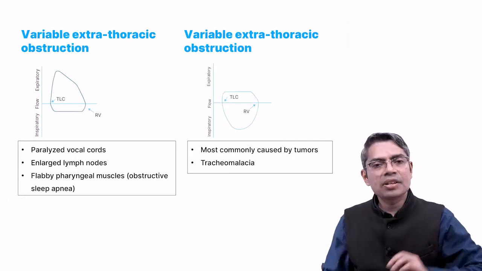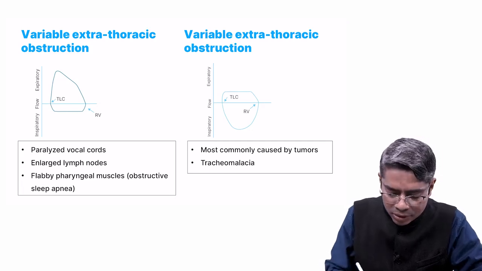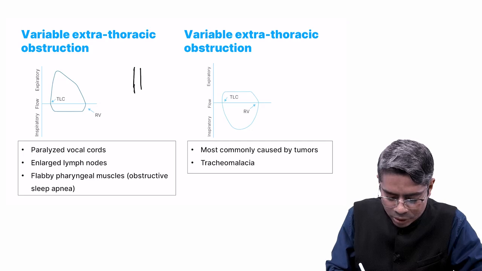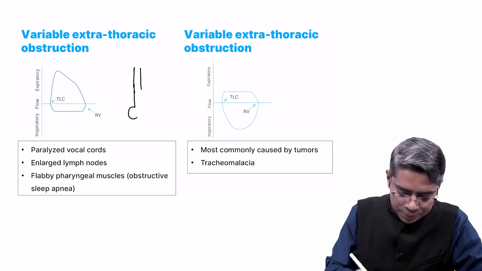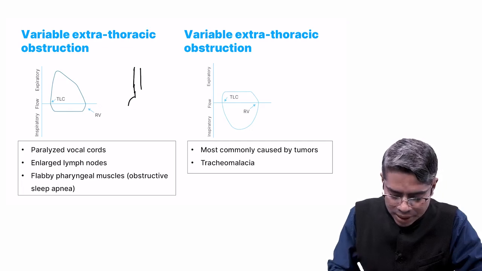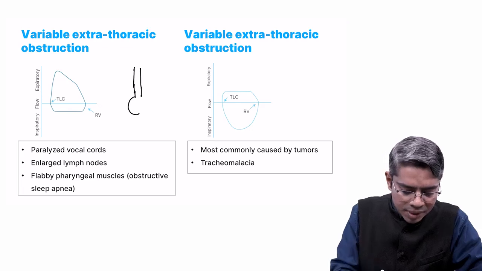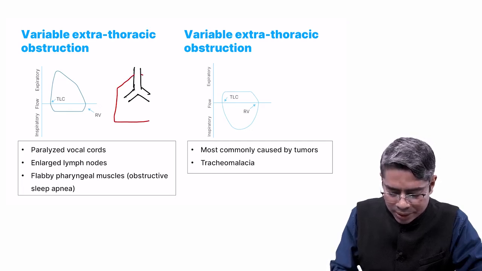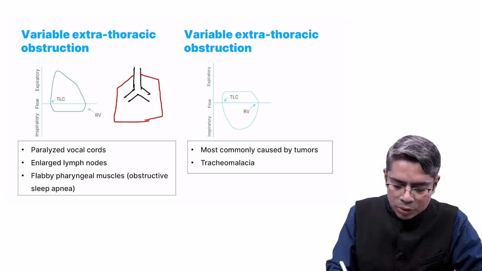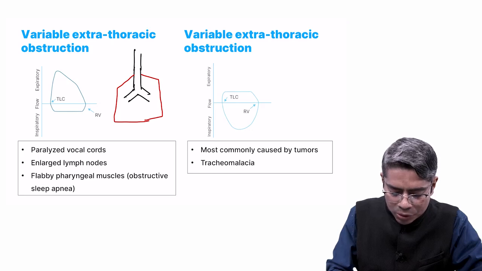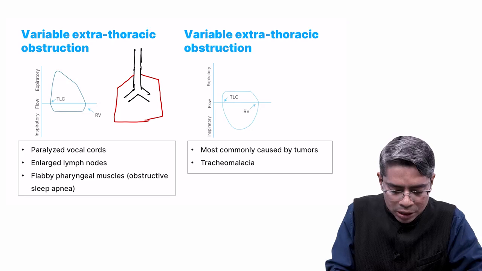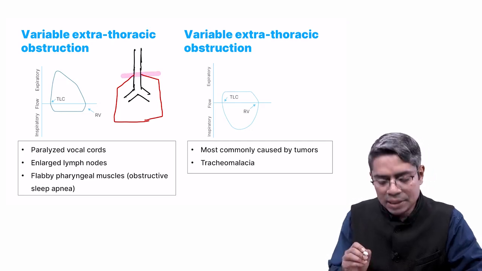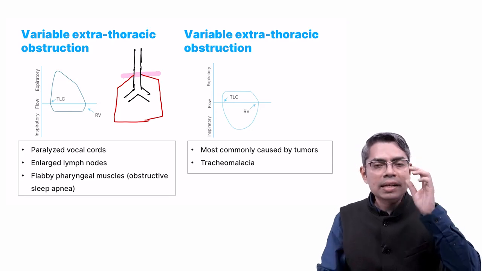Now, variable extrathoracic obstruction. Variable extrathoracic obstruction means first you look at this diagram. Suppose this is the trachea divided into bronchi and bronchioles, and this is the thoracic cavity. So, if the obstruction is happening outside this thoracic inlet, then that is known as the variable extrathoracic obstruction.